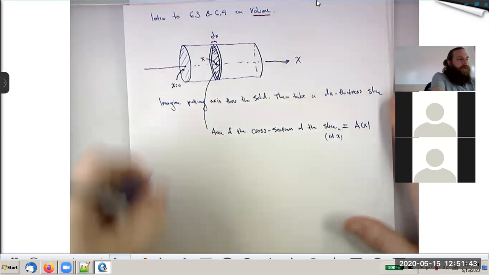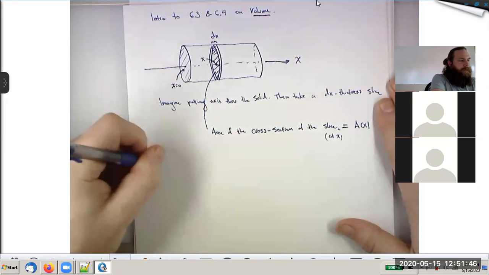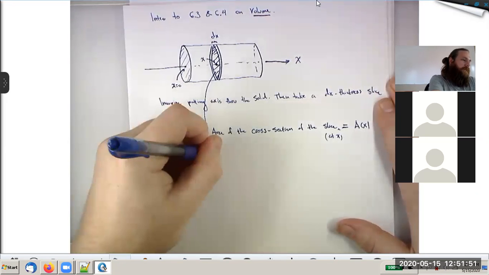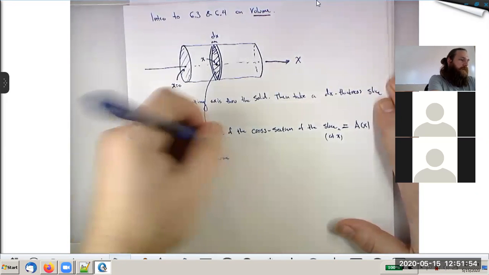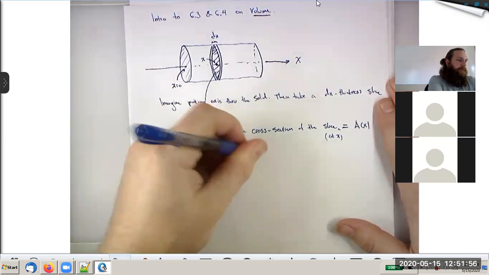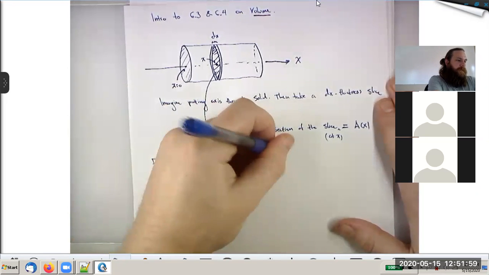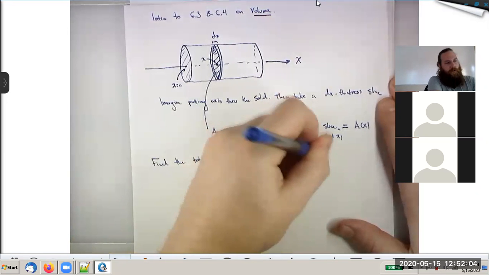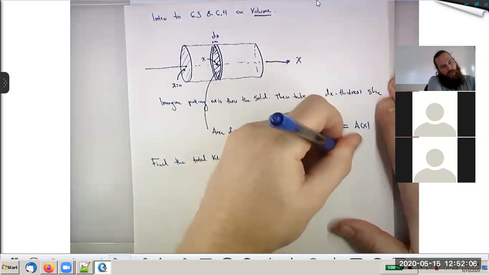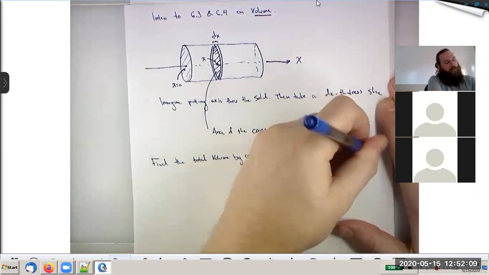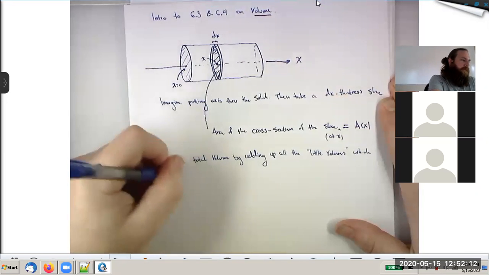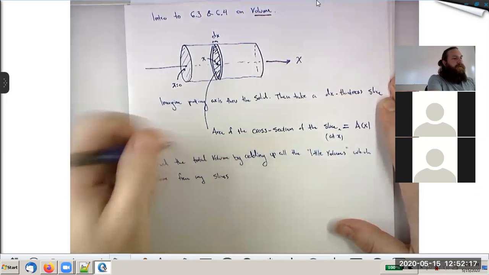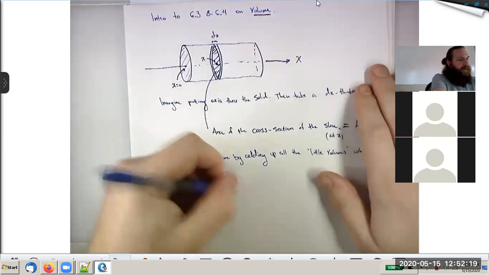I can find the total volume by adding up all the little volumes, which come from my slices. So let me take that little slice there and just look at it.